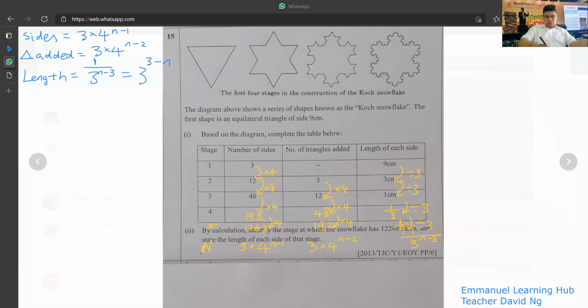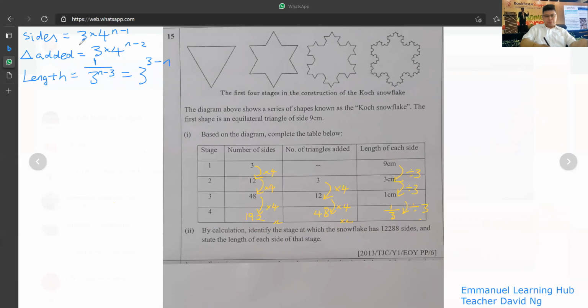Okay, now I'm going to erase this part so that I can see the question clearly. I'm going to remove my formula at the same time. Now you can see the question here. It says that by calculation, identify the stage at which the snowflake has 12288 sides. So the snowflake has 12288 sides.